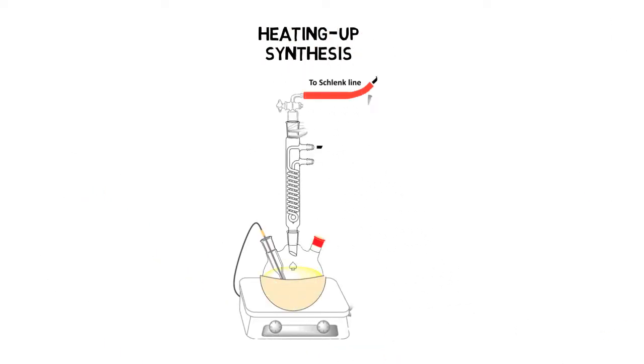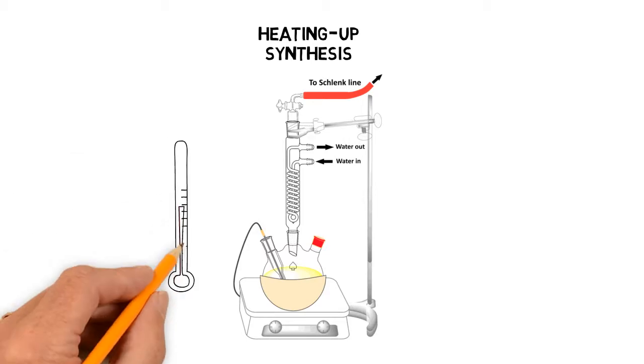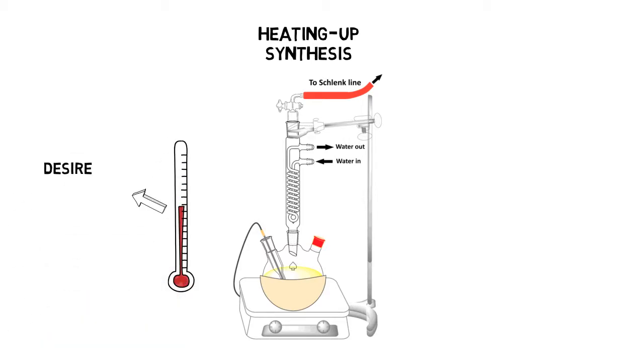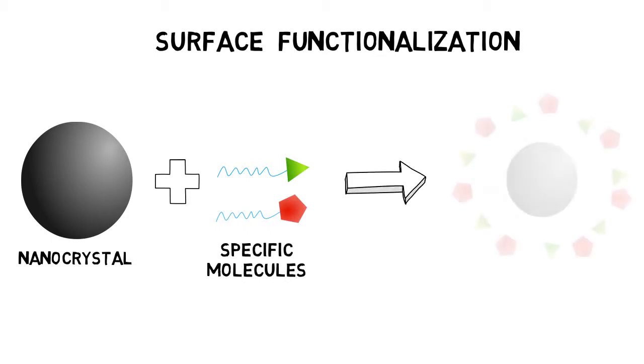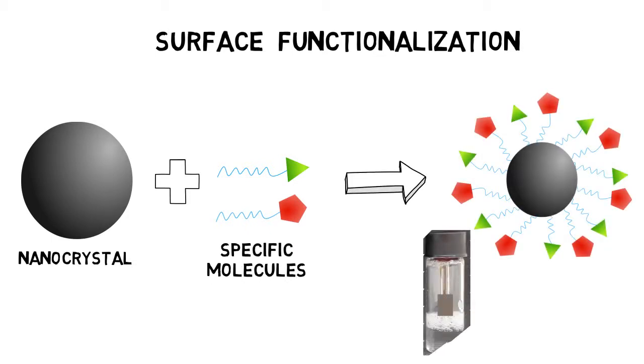Another way to synthesize nanocrystals is the so-called heating up synthesis. Here, you start from room temperature and slowly heat up the mixture. Specific molecules are added during or after the synthesis to stabilize the formed nanocrystals. This allows the solid particles to behave as large molecules in solvents. We call this a stable colloid.